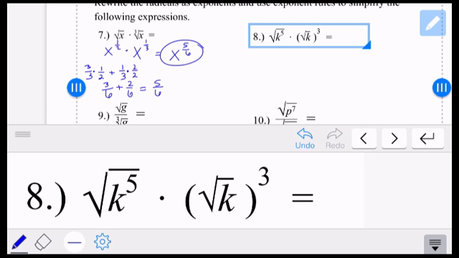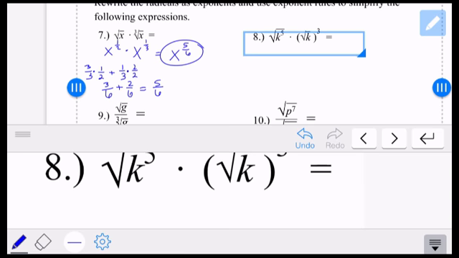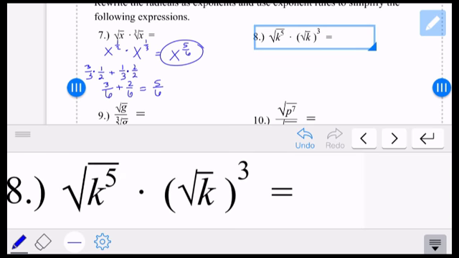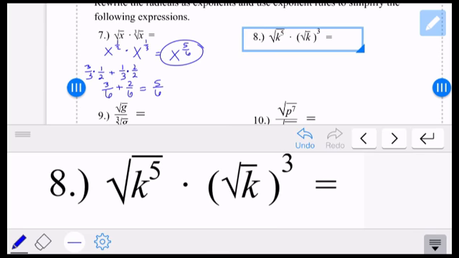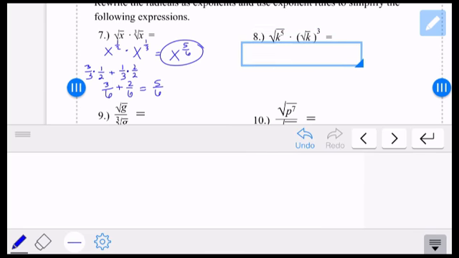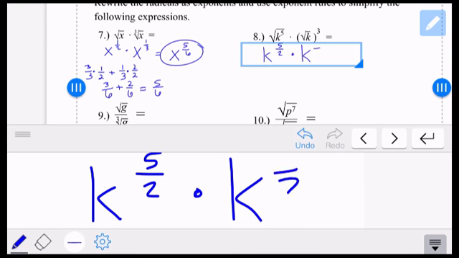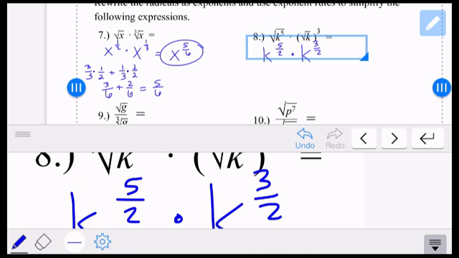All right, we've got the square root of k to the 5th, and then the square root of k, that guy, to the 3rd power. So whatever the exponent is, that's going to be on the top of our fraction with our exponent, and then we need to take the root number on the bottom. So this first one here would be k to the 5/2, and then times k to the 3/2. Didn't write my 3 there. There we go.